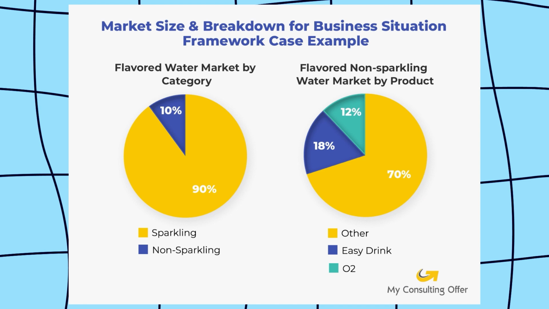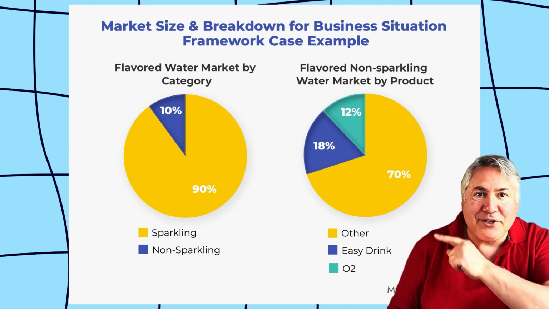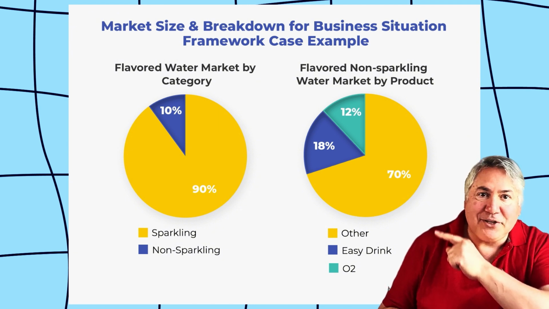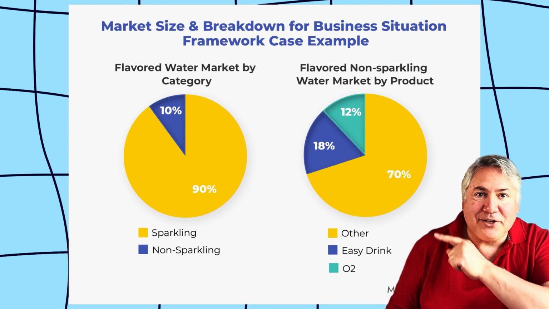Let's say your interviewer gave you the information that you need. This chart right here. Looking at these charts, it's obvious that non-sparkling water makes up only a small part of the overall market. Within this category, there are 2 big players, but a lot of the market is taken up by the smaller competitors. This creates a chance for our client to grab some of that market share from the smaller players and establish themselves as a major competitor in the non-sparkling water space.